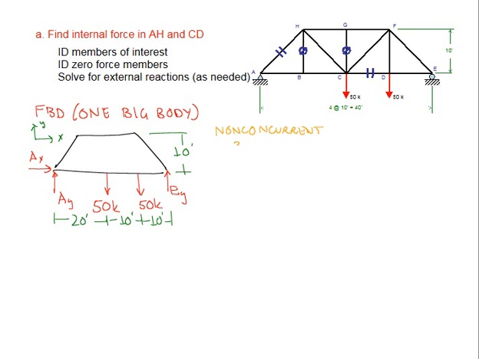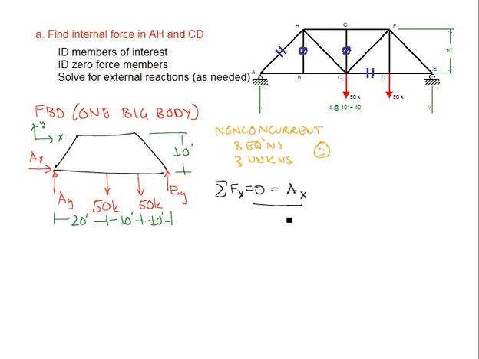Since it is non-concurrent, we have 3 equations of equilibrium available to us, and in this case we have 3 unknowns, that being AX, AY, and EY. So we're certainly happy that we can solve this problem. Let's first sum forces in the X direction. The only force in the X direction on our free body diagram is AX. Therefore, AX must be equal to 0.